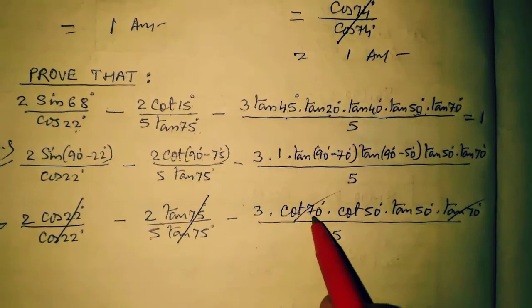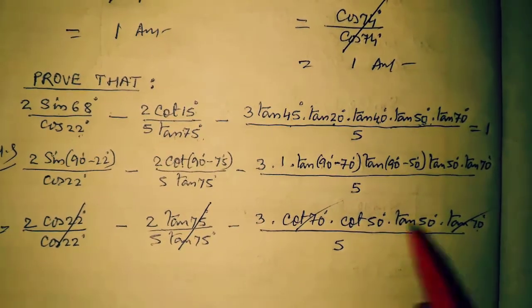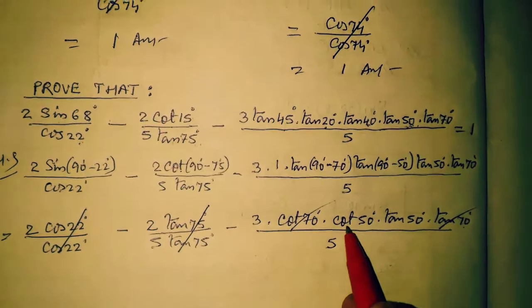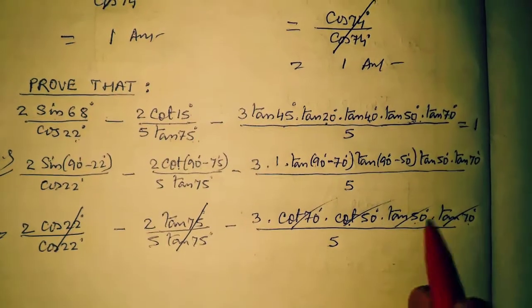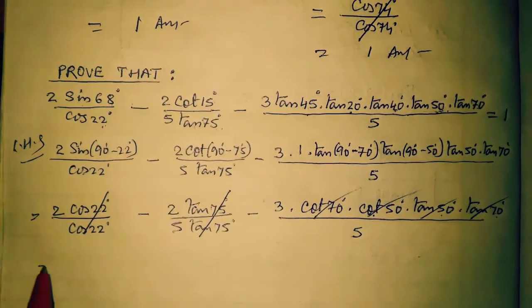Because cot is the reciprocal of tan. So cot theta into tan theta is 1, you know this formula. Clear? Similarly, cot 50 degree and tan 50 degree, again these two will be cancelled because cot theta into tan theta is 1. Because cot is the reciprocal of tan theta. So now we'll go to the next part.